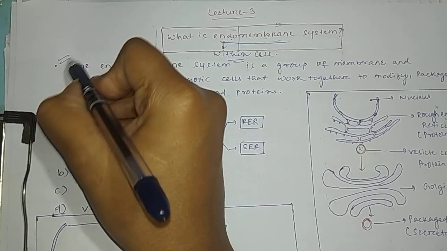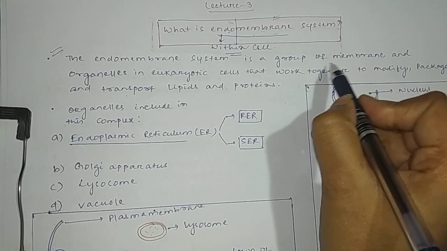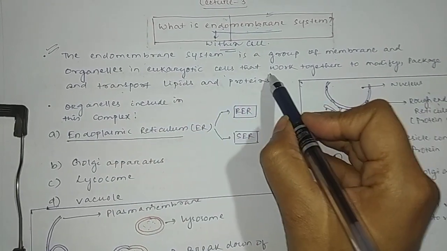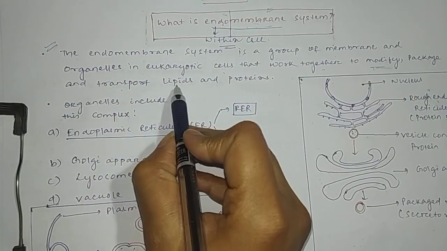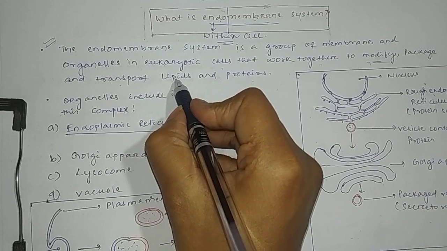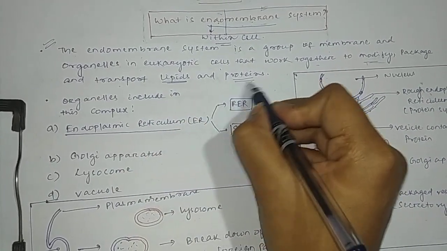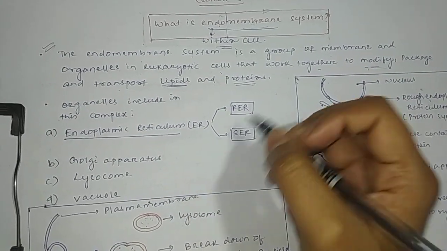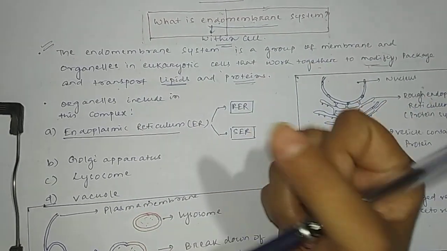Here is the definition if you want it. The endomembrane system is a group of membranes and organelles in eukaryotic cells that work together to modify, package and transport the lipids and proteins. I hope you must have heard about these terms lipids and proteins in the digestion chapter in your 10th standard. So what is this modification, packaging and transport of this protein?